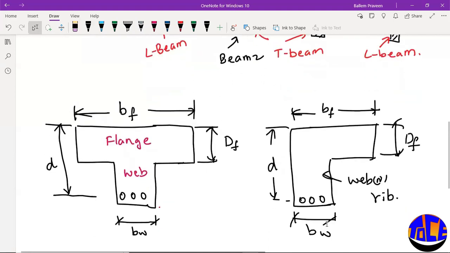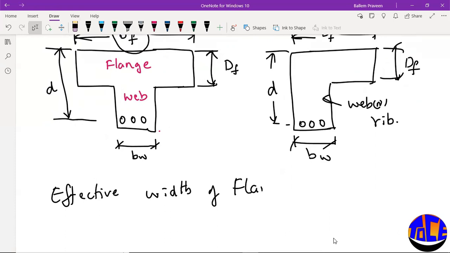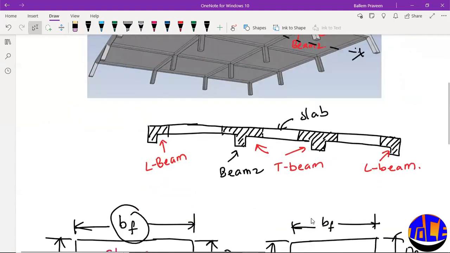And coming to the effective depth, so here BF is called the effective width of flange. So to calculate this effective width of flange, as I have told you, this is your effective width of flange, BF. So we need to know how much of the slab is acting like a beam. ఎంత వరకు స్లాబ్ ఎంత డిస్టెన్స్ తీసుకోవాలి అనేది మనకు తెలిసి ఉండాలి.